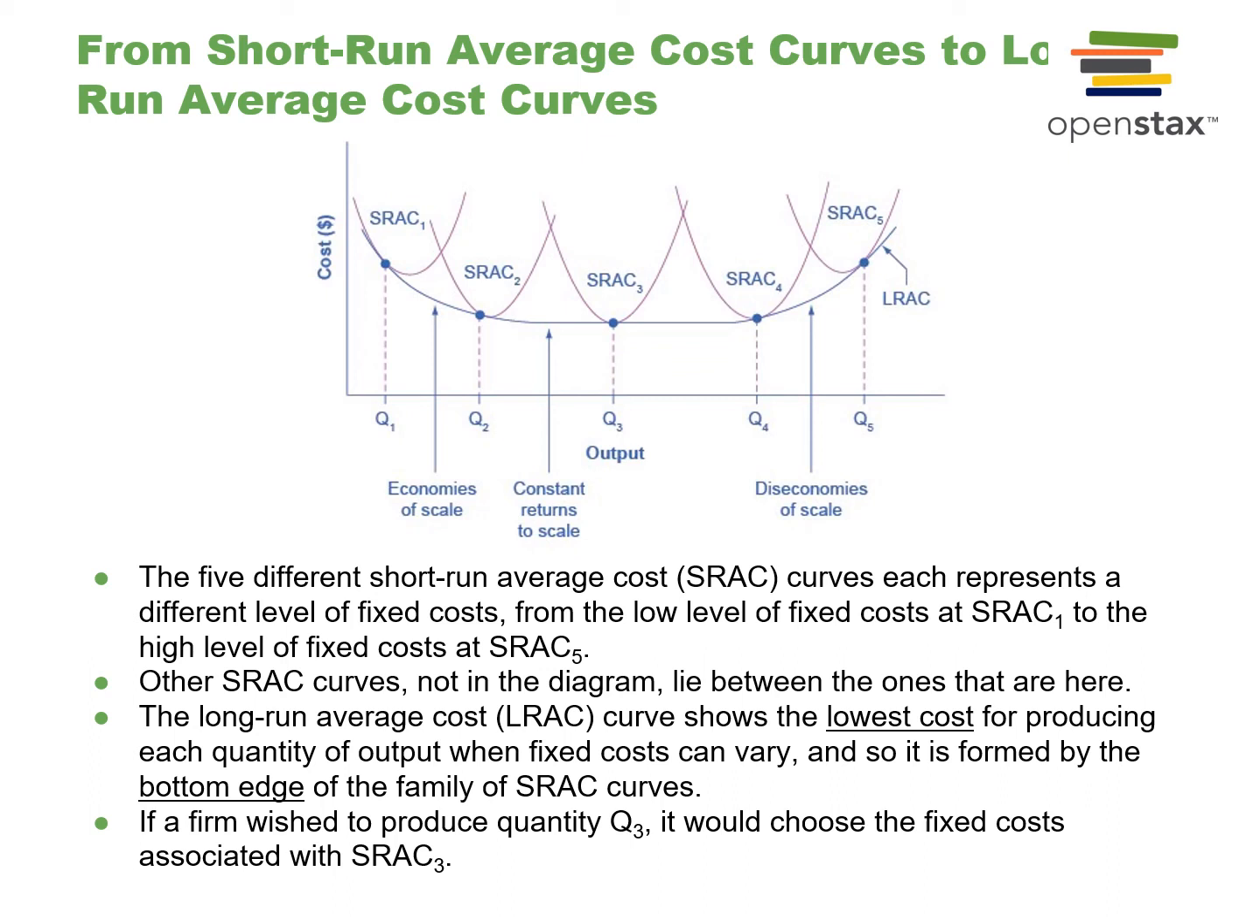The long-run curve shows the lowest cost for producing each quantity of output when cost can vary. So basically it's the bottom edge of the family of cost curves. You can see that the bottom edge exists along this line. If a firm wished to produce quantity 3, it would choose the fixed costs associated with this particular cost curve. Here's quantity 3, and this would be the short-run average cost to produce.